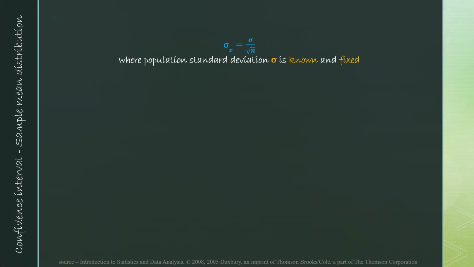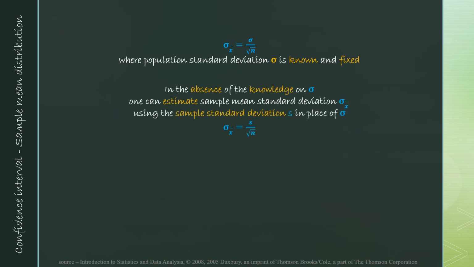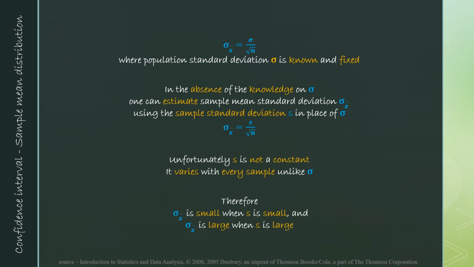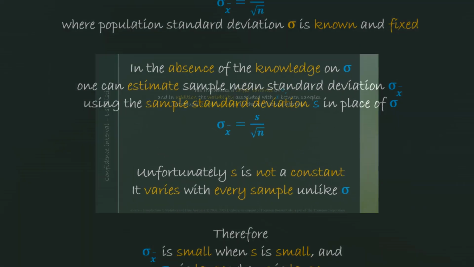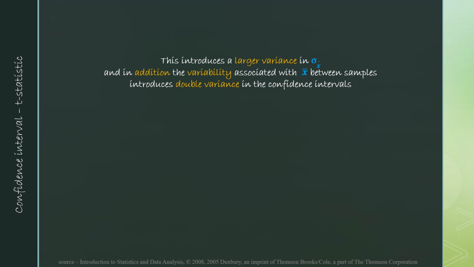Sigma x bar equals sigma divided by square root of n, where the population standard deviation sigma is known and fixed. In the absence of the knowledge on sigma, one can estimate the sample mean standard deviation sigma x bar using the sample standard deviation s in place of sigma, as in sigma x bar equals s divided by square root of n. Unfortunately, s is not a constant. It varies with every sample, unlike sigma. Therefore, sigma x bar is small when s is small and sigma x bar is large when s is large.